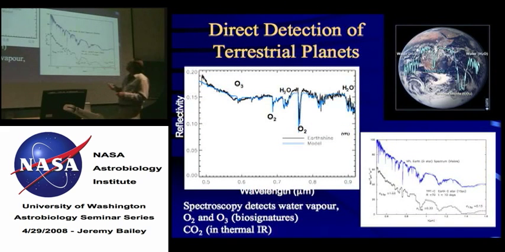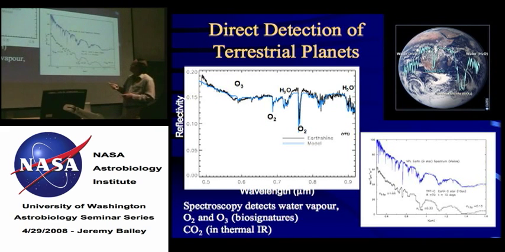So these are some models of what the spectrum of a terrestrial planet might look like observed with one of these missions. This is actually the infrared region up here, showing what TPF-I or Darwin would see, and that shows absorptions due to CO2 and ozone and water.